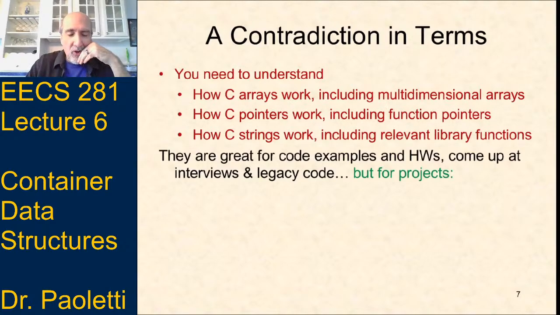Okay, so we do need to understand how C arrays work, including multi-dimensional arrays. We're going to talk a bit about that today. How pointers work, including function pointers. Actually, that slide's outdated. We don't do function pointers anymore. We're going to use function objects because that's C++. Function pointers is C, and we don't need it anymore. We've got functors, and next time we're going to teach you a little bit more about the STL, functors, and lambdas, actually. We need to know how C strings work.